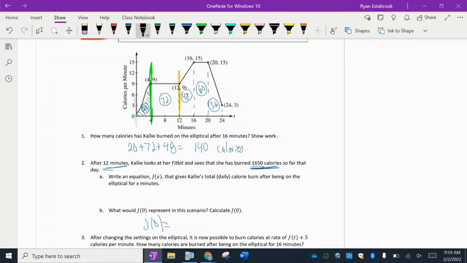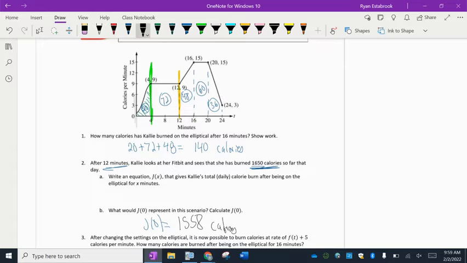Griffin, what did you get for J of 0? 1,558. Anybody else get that? 1,558 calories. So you're taking the 1,650, subtracting 72, subtracting 20 to go back in time. So she has 1,558 calories burned at J of 0, the time when she started on the elliptical. Up to that time of the day, she'd already burned 1,558 calories.